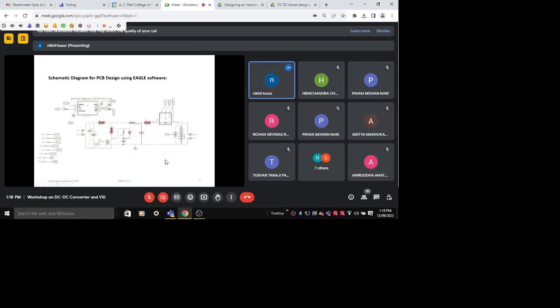Then you can see this PWM input. So whatever is the digital or analog circuit, that has to be given to this driver, and it will take this input. This IC is driving the MOSFET in on state.